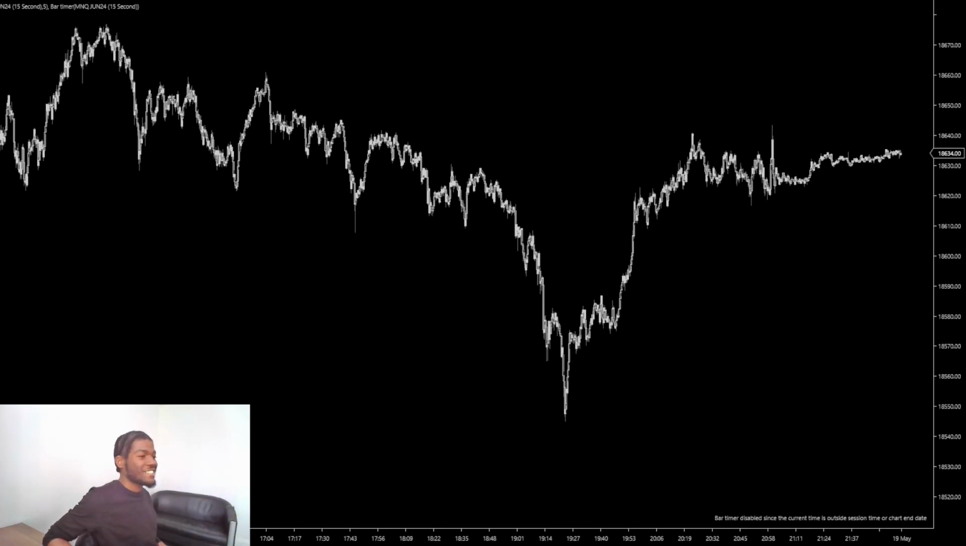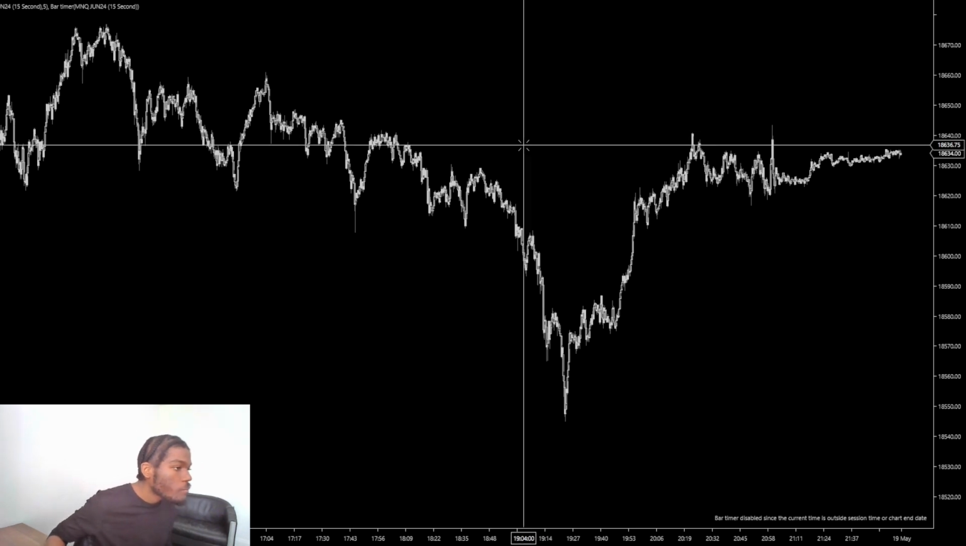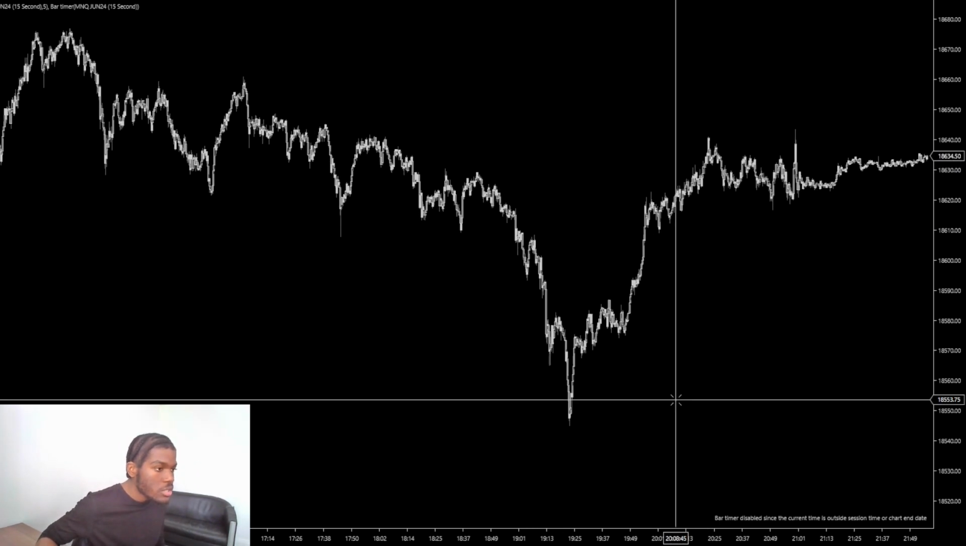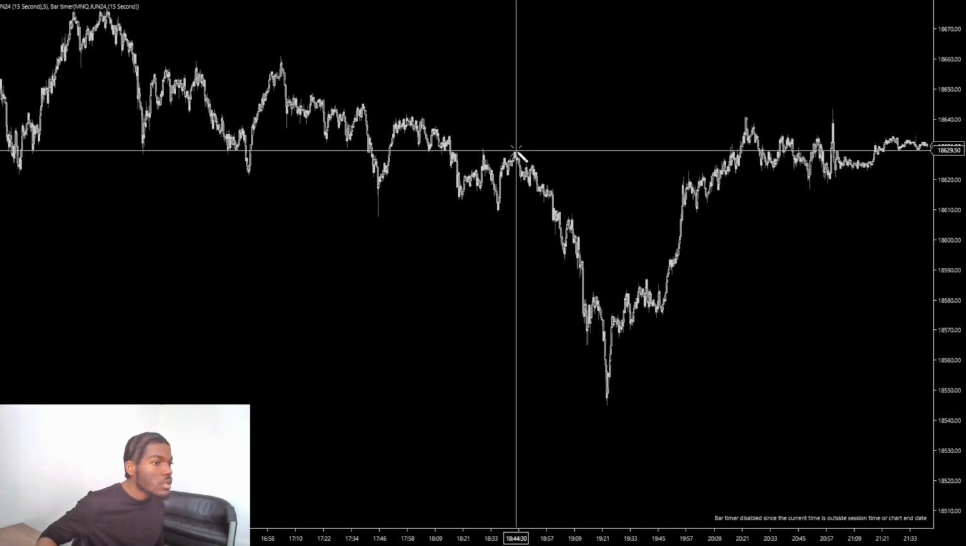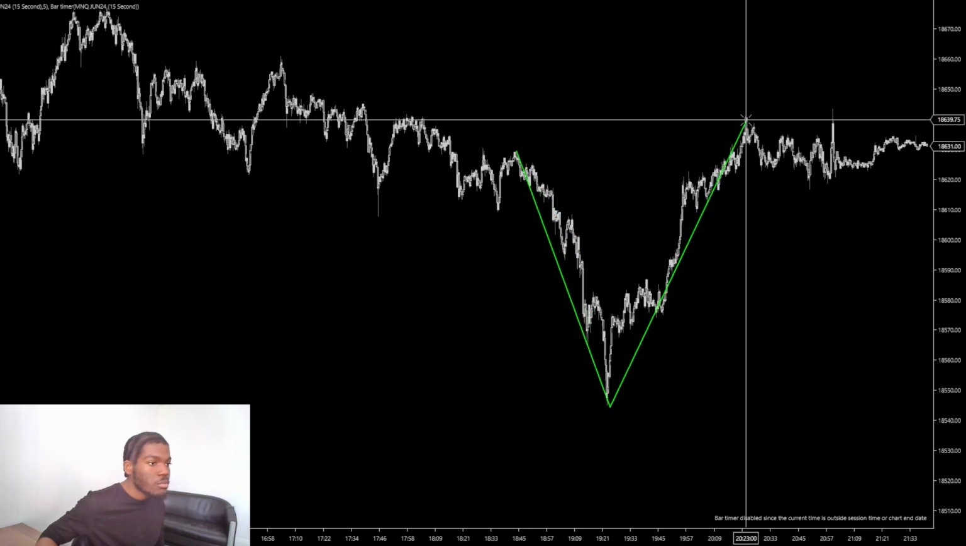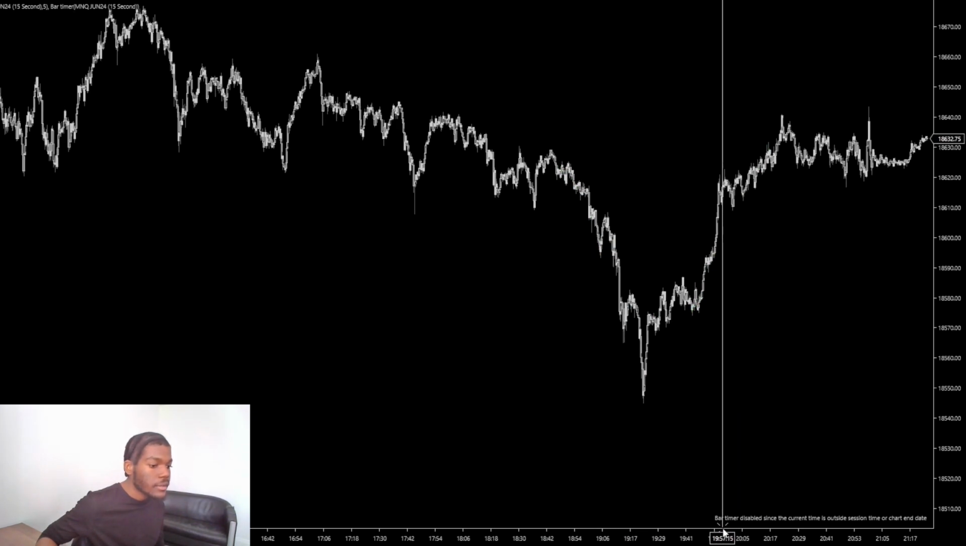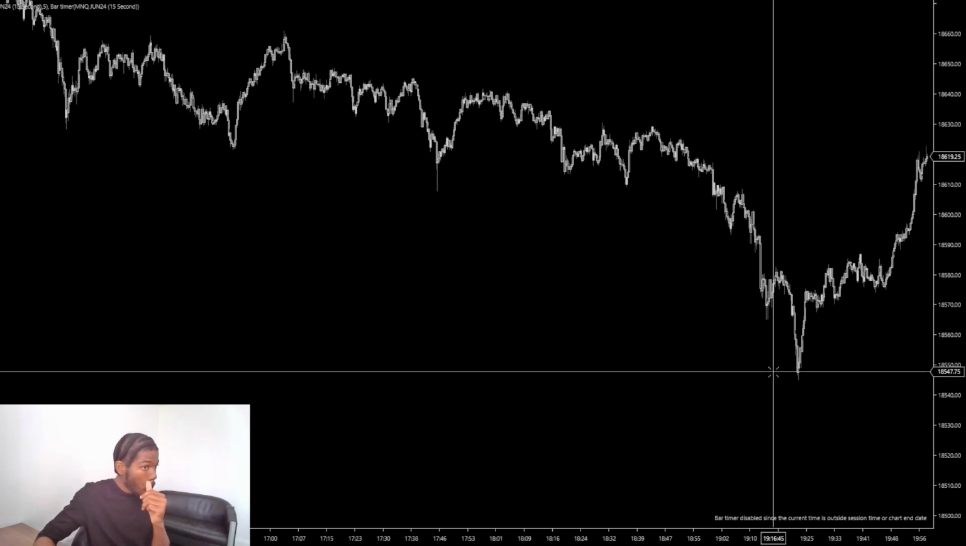Pullbacks. What validates a pullback? Let's get right to it. All right, cool. So I'm going to zoom into this piece of price action.